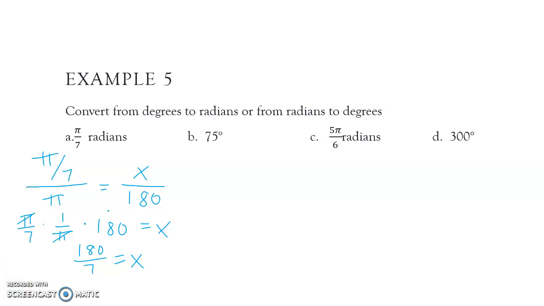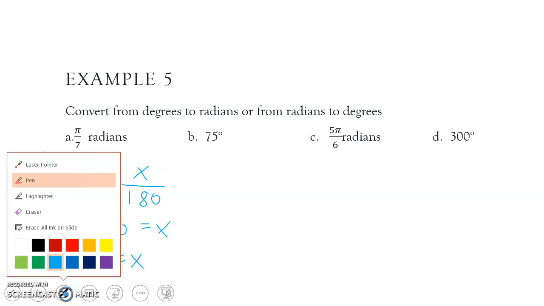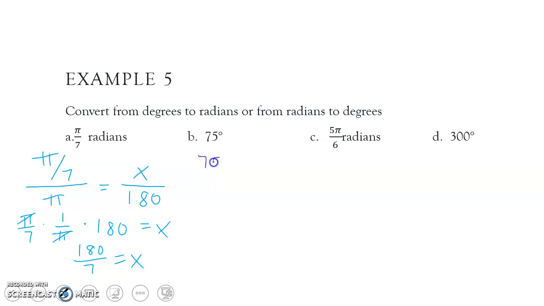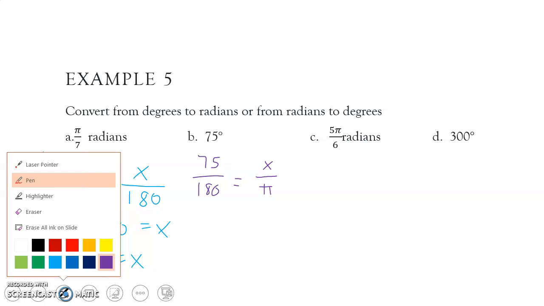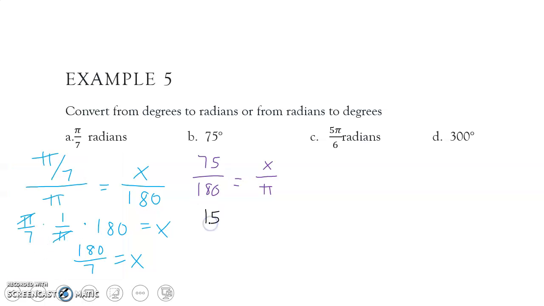If I have 75 degrees, that means I can set up a ratio for 75 degrees. That would be 75 over 180. That's on the degree side of my equation. And then I don't know the number of radians out of pi. So I think I could reduce this fraction. So 5 goes into 75, it goes in 15 times. And 5 goes into 180, let's see, 36 times. Sounds right.